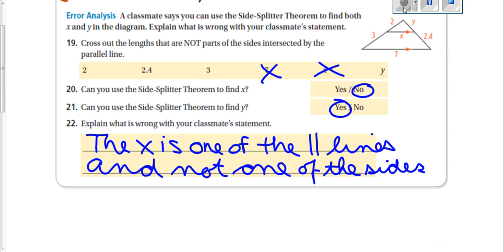All right, take a look. Why can't we use the side splitter theorem to find x? Well, x is not a side. It's a parallel line. All right, it's not on the side of the diagram. 2, 3, y, and 24 are the sides. So I cannot use that theorem to find x. Okay? And that would be that. All right, bring questions to class.